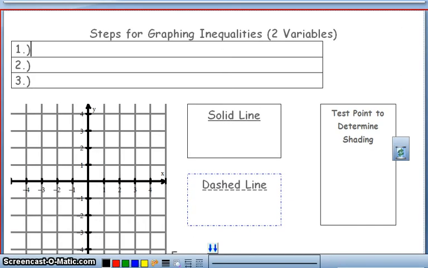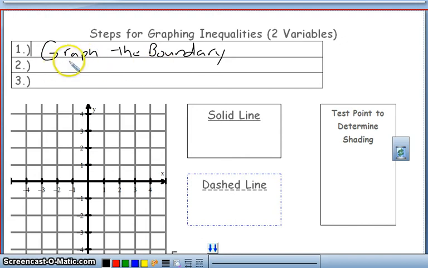Alright, today we're going to fill in the foldable that you got in class today. And we've been talking about steps for graphing linear inequalities in two variables. Step number one is you need to graph the boundary line. And we said the boundary line was the equation without having an inequality symbol but an equal sign. We would graph it the same way.